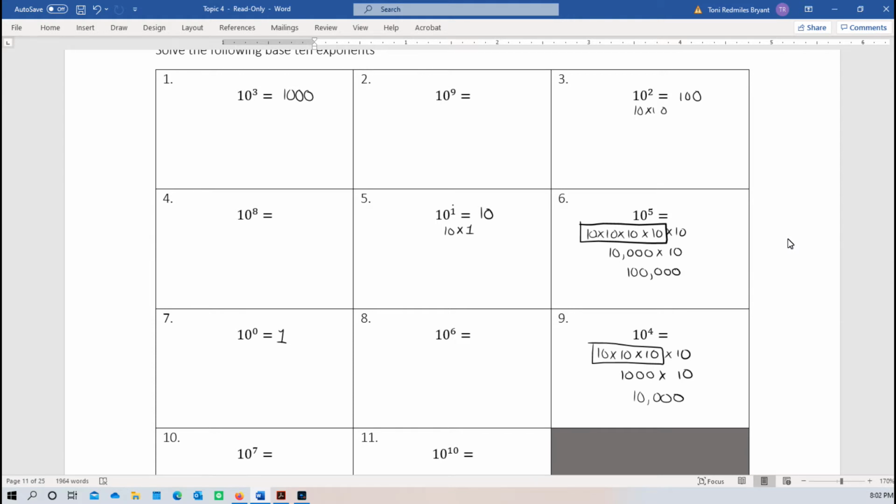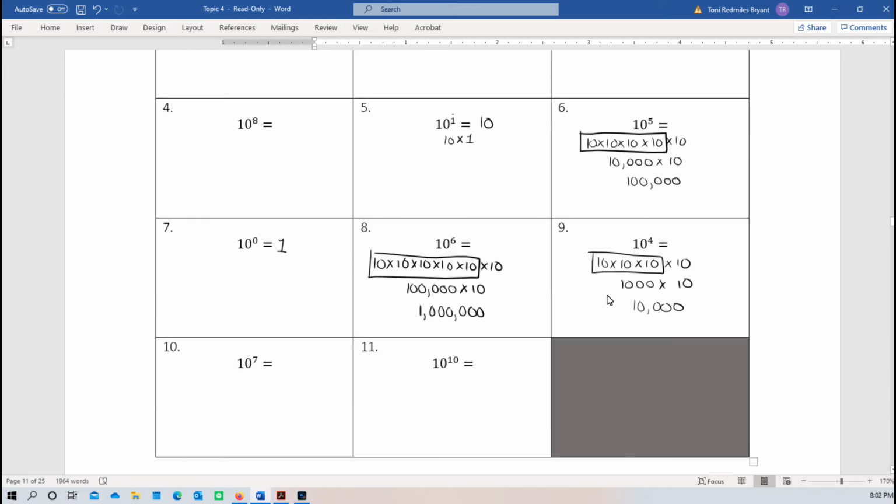All right, do I have a 6 anywhere? Yes, number 8 has a 6. So that's 10 times 10 times 10 times 10 times 10 times 10. 1, 2, 3, 4, 5, 6. I know what 5 of them are: 100,000. Times another 10 is 1 million, right? I'm just going to add another 0 to that pattern. And it's very important to understand this pattern because this is our decimal system, right?